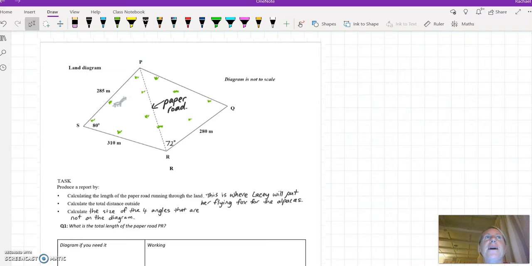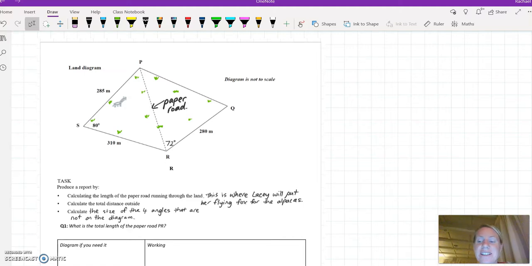Okay, so Lacey has decided that life needs to be a bit more interesting for the alpacas, so she's setting up a flying fox. A paper road, guys, looks like a road on a map, but it's often sort of dotty lines like they've got here, and it's sort of where maybe one day the council might put a road there, but there isn't one there at the moment. That's sort of what it is. It's not made of paper.